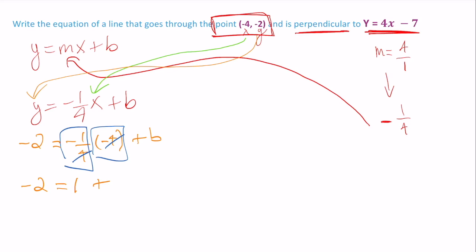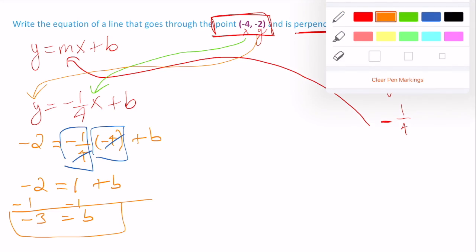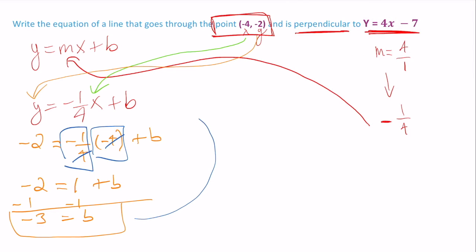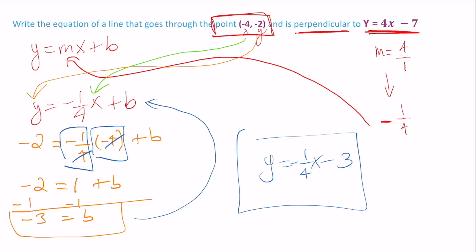All right, so that's just 1 plus b. If I subtract the 1 from both sides, I can get b by itself. -3 equals b. And so I have my y-intercept now. And so now all I have to do is just go back and plug that in and I'll have my equation. Y equals -1/4 plus b, but it's a negative, so I'm going to write -3. Oh, and I don't forget my x. And that's the equation of your line. So notice the slope was -1/4, which is the negative reciprocal of 4.